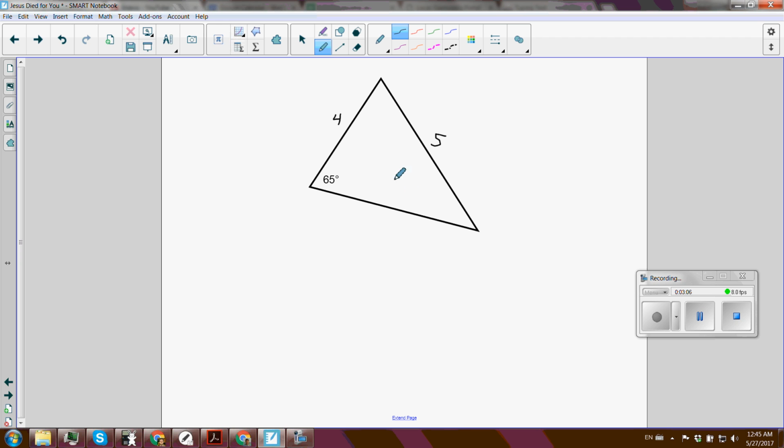So now here we go. Same thing. Here we have again 65 and 5. We have that complete ratio. So the sine of 65 over 5 is equal to, let's call this x degrees, the sine of x over 4. So you cross multiply: 4 times the sine of 65 equals 5 times the sine of x. So you end up dividing by 5, and that's the sine of the angle.